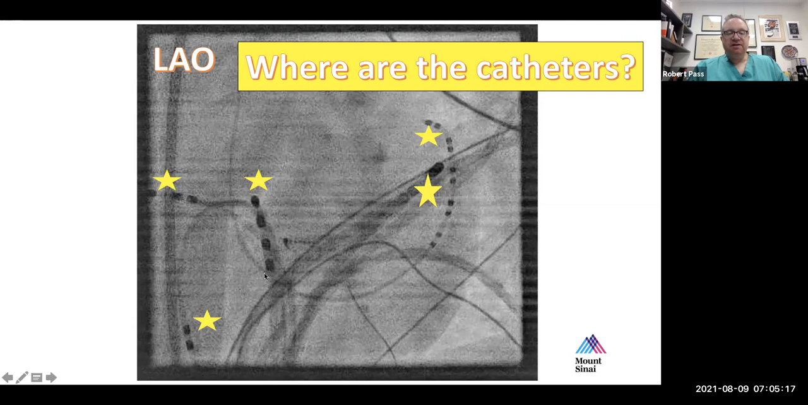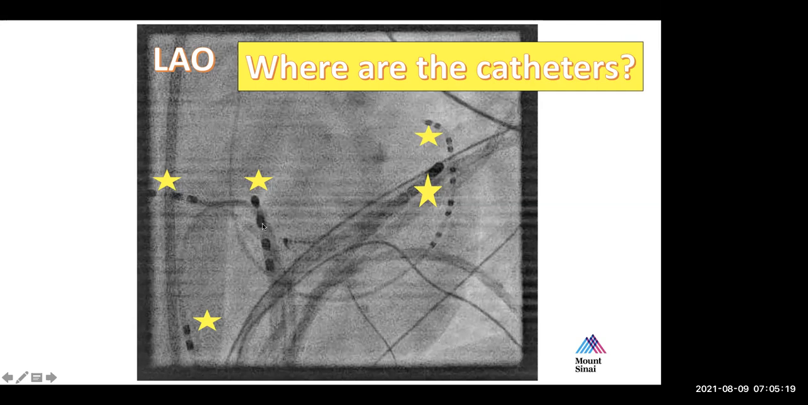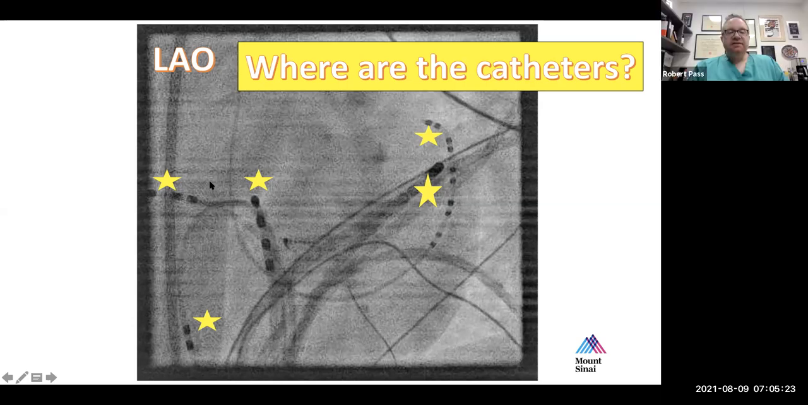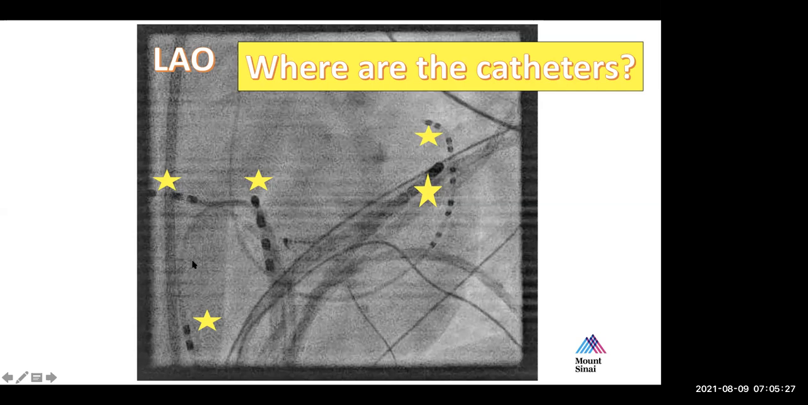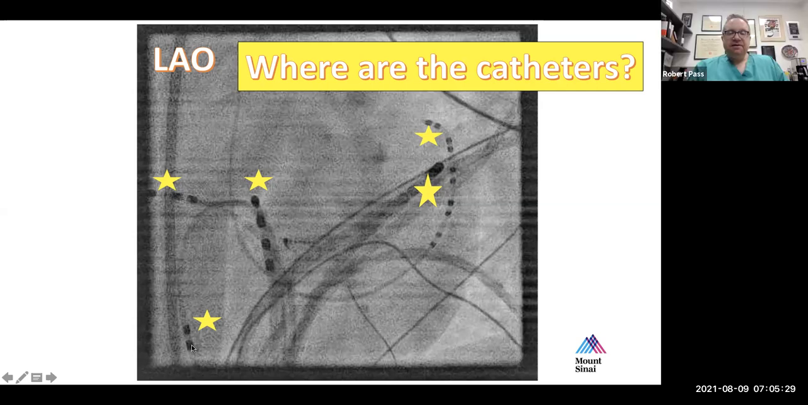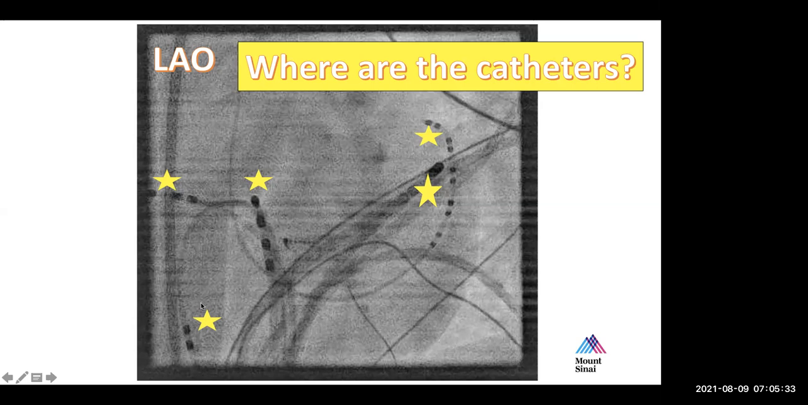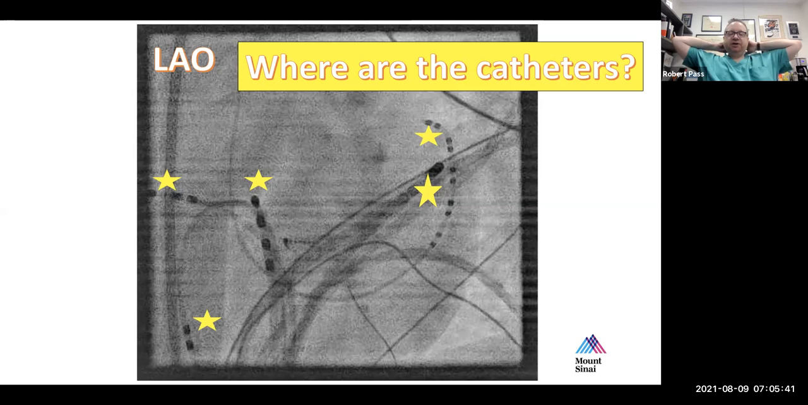Let me ask David. David, where is this catheter? Is that the His catheter? That's exactly right. And Dave, what is this catheter here? High RA. Correct. And this one down here? That one I've been thinking about because it looks like maybe a low right atrium, but I don't always see you put a catheter there. That's correct.